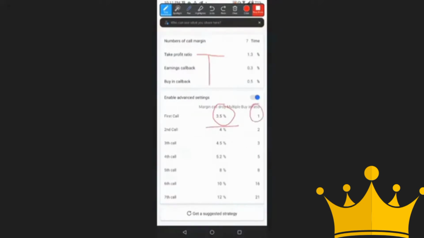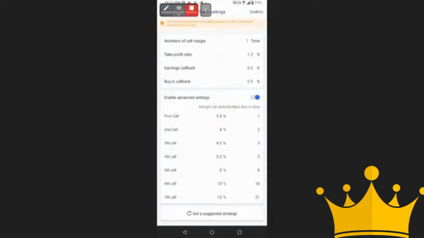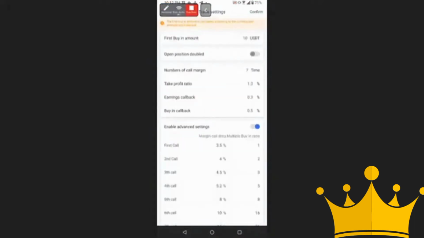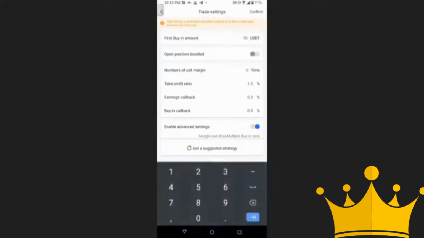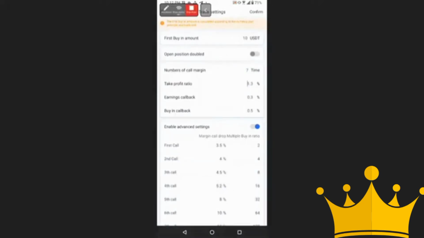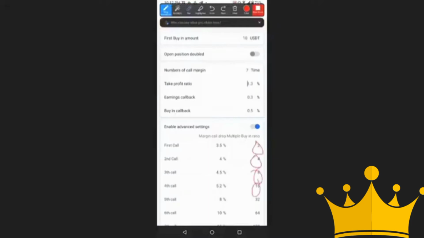So these settings here, guys, you can edit as you like. For example, let me show you. Standard settings are like this. You saw the standard settings are 2, 4, 8, 16. I'm going to use this for an example.